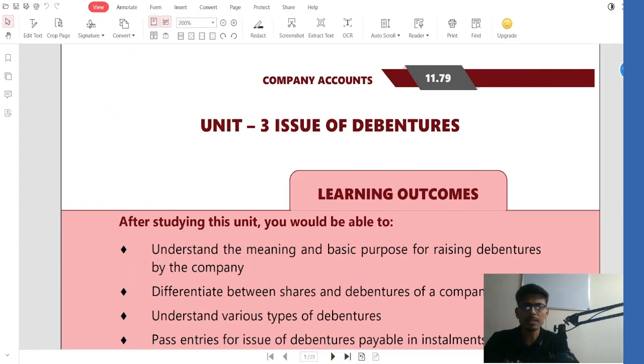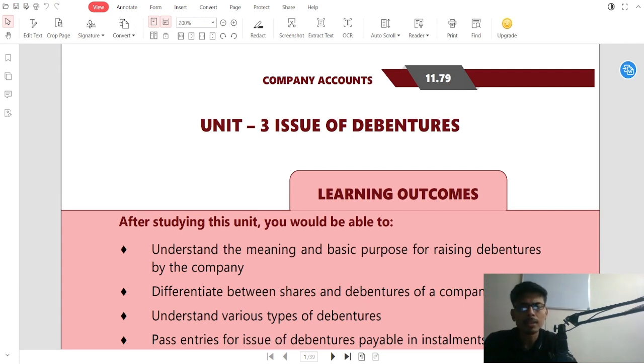Let's start with the chapter. It's chapter number 11, unit 3, issue of debenture. So in this chapter, what we are going to learn first.